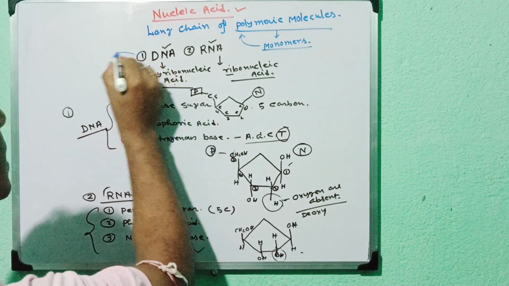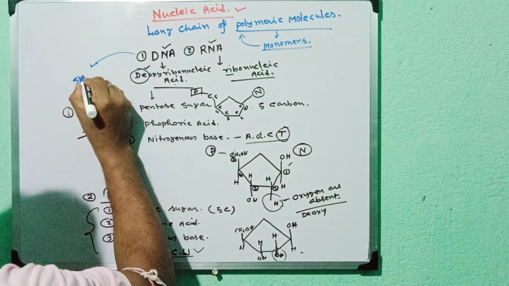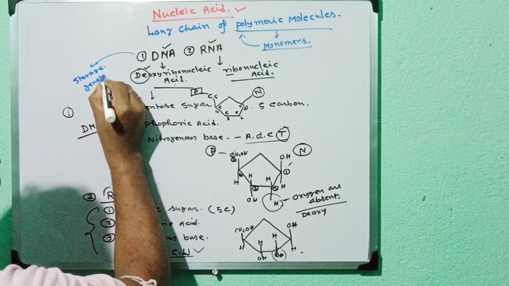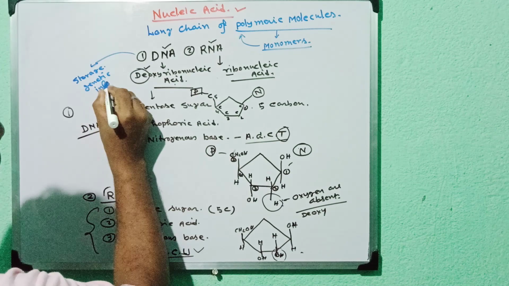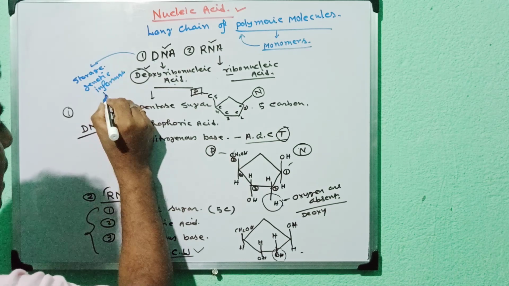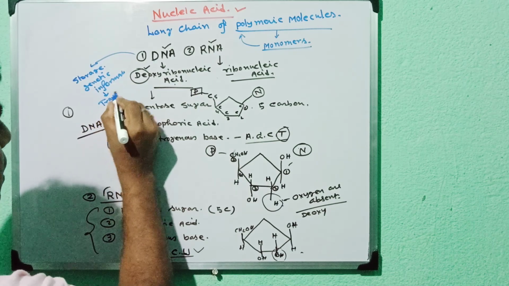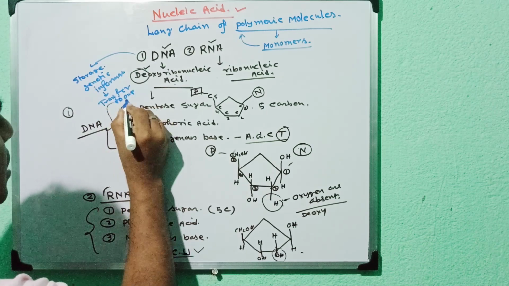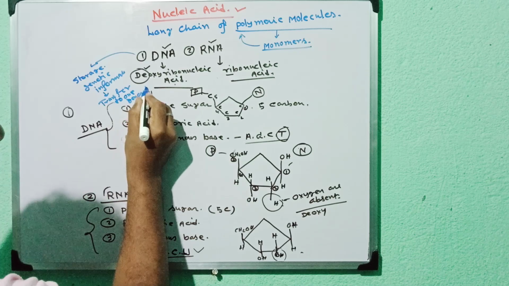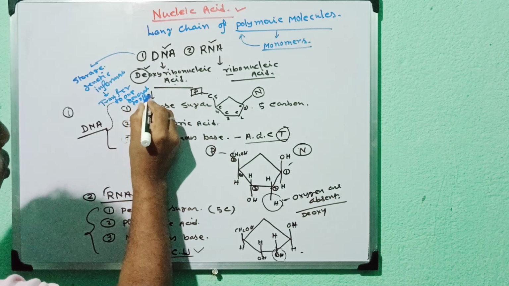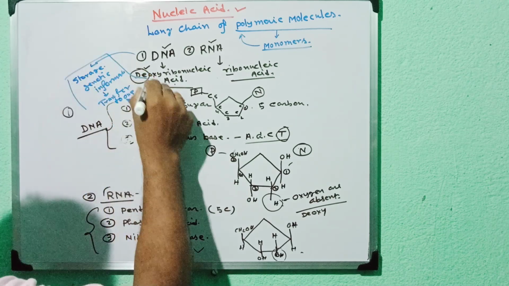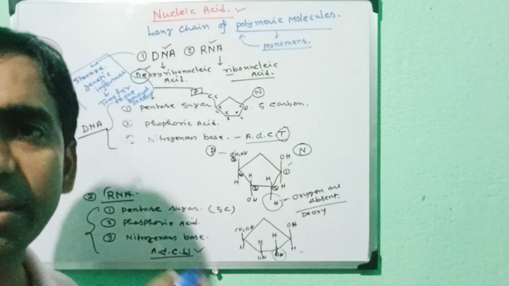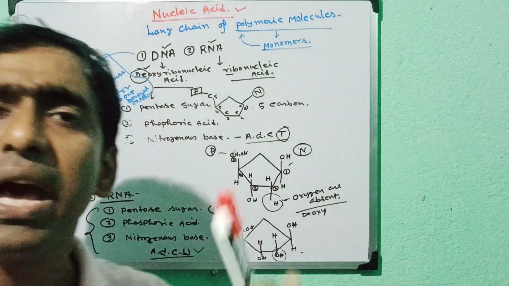This DNA stores genetic information that is transferred from one generation to the other. Okay, so this is the main function of the DNA. They contain the genetic information. This genetic information is transferred from one generation to the other generation.